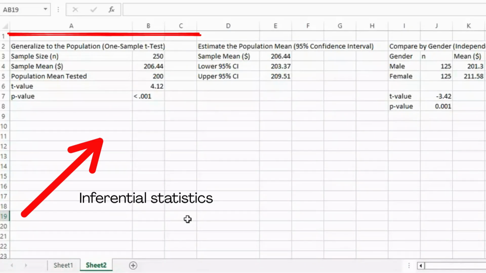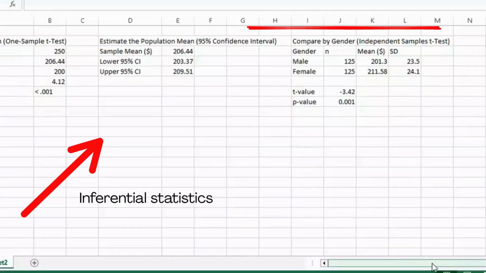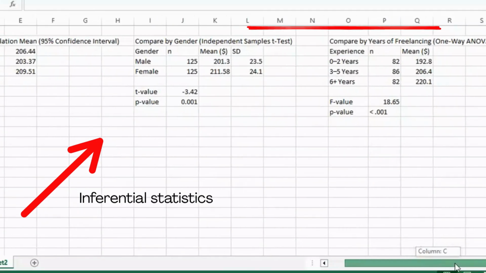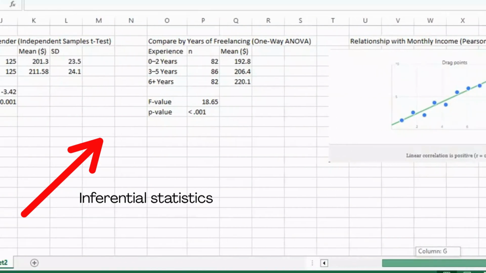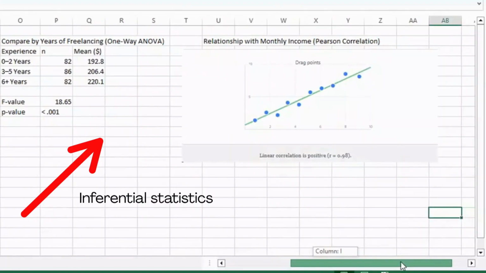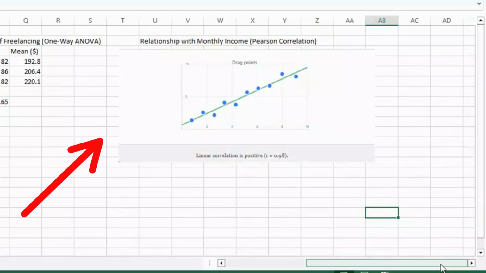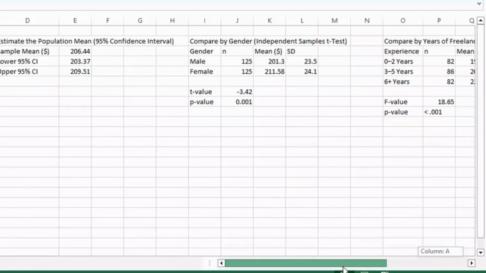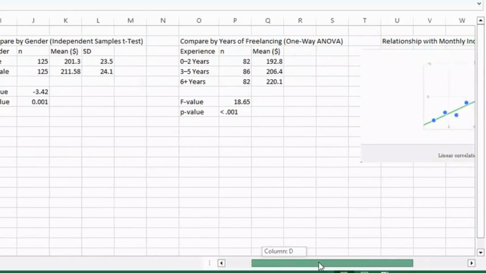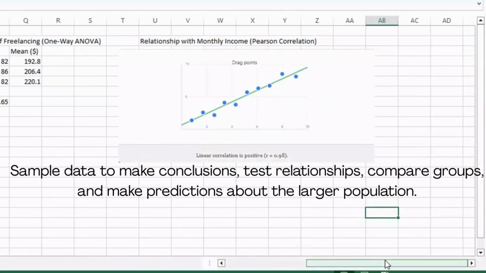The researcher then uses inferential statistics to determine whether the findings from those 250 freelancers can be generalized to all freelance graphic designers, estimate the average monthly spending of the entire population, test whether monthly spending differs based on years of freelancing, monthly income, age, or gender, examine whether monthly income is related to online shopping expenses, or predict monthly shopping expenses based on monthly income and years of freelancing. These analyses are examples of inferential statistics because they use sample data to make conclusions, test relationships, compare groups, and make predictions about the larger population.